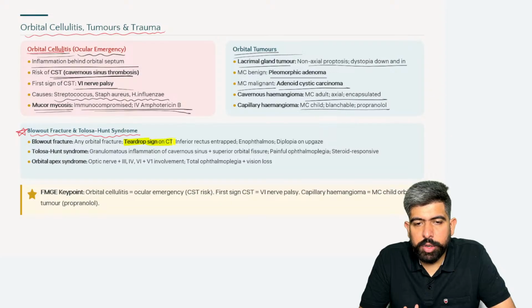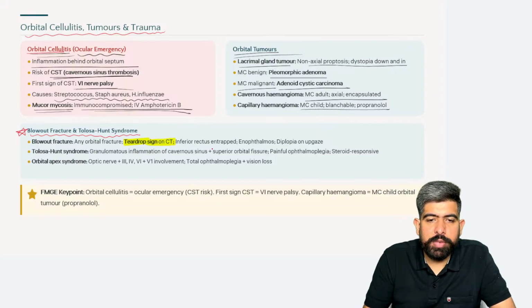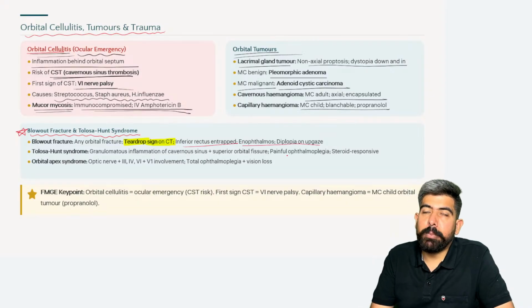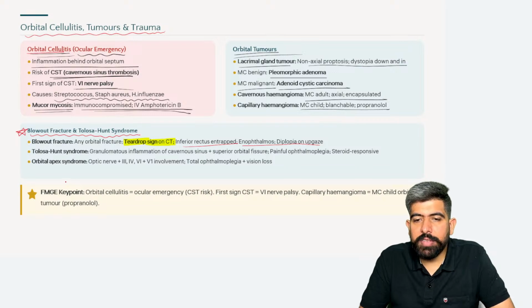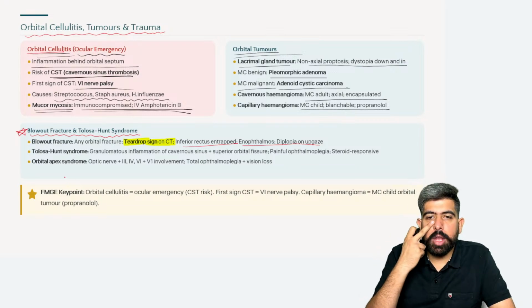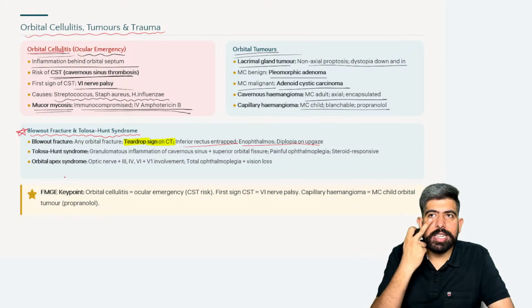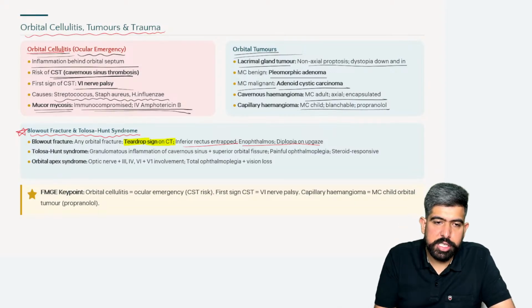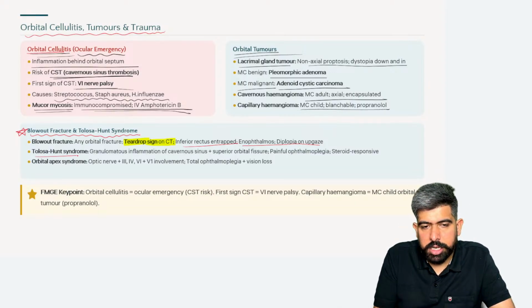On the CT scan we are going to find the teardrop sign, and the inferior rectus will be entrapped. There will be enophthalmos, and diplopia will be seen on upgaze. When the patient is looking up, there will be diplopia. In the blowout fracture, if the floor is involved, the infraorbital nerve will get damaged, so below the orbit there is no sensation felt by the patient.